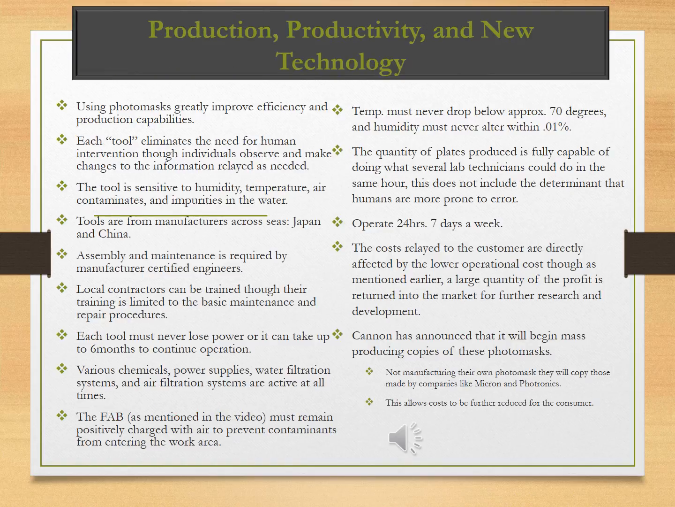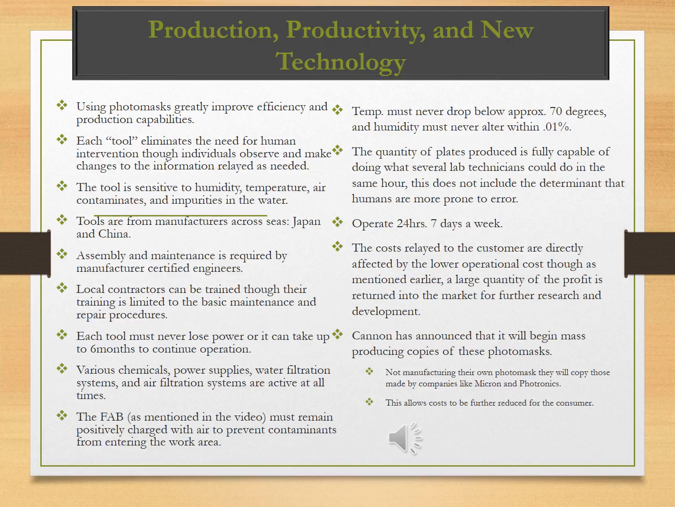Production, productivity, and new technology. Using photomasks greatly improves the efficiency and production capabilities. Each tool eliminates the need for human intervention, though individuals observe and make changes to information relayed as needed. The tool is sensitive to humidity, temperature, air contaminants, and impurities in the water. Tools are from manufacturers across seas, including Japan and China.